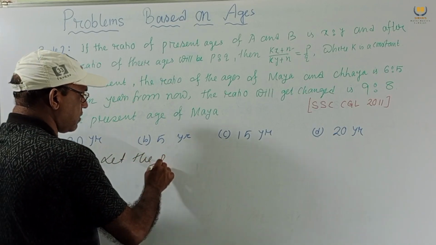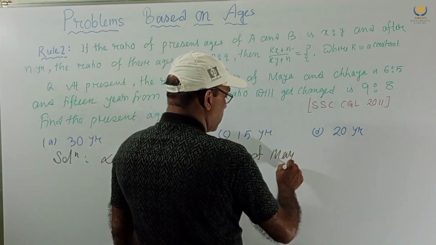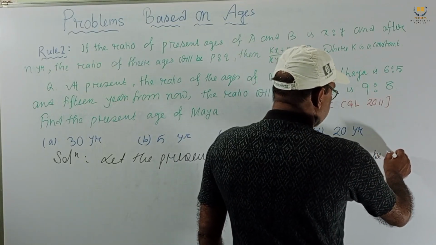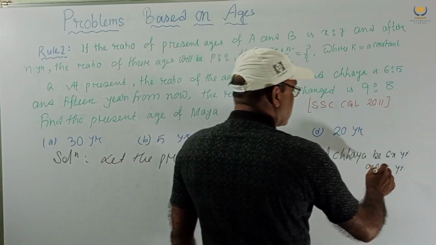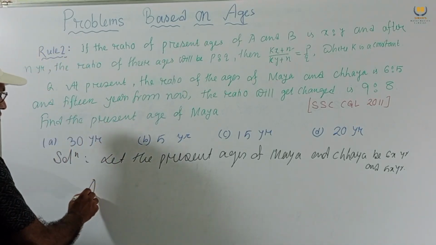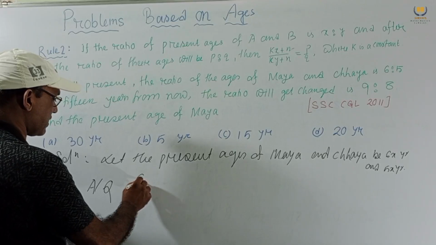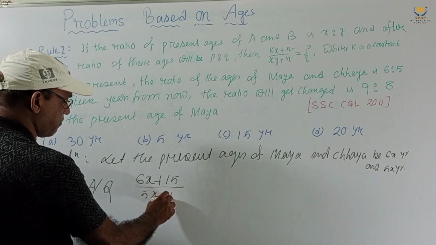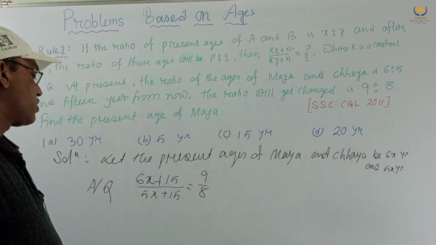Let the present ages of Maya and Chhaya be 6x years and 5x years, since the ratio is given. According to the question, kx plus n over ky plus n, that means (6x plus 15) by (5x plus 15), and the new ratio is 9/8. So we get this.